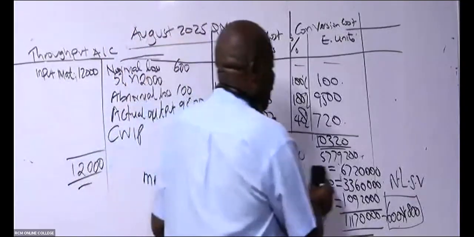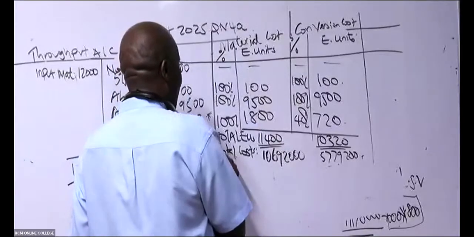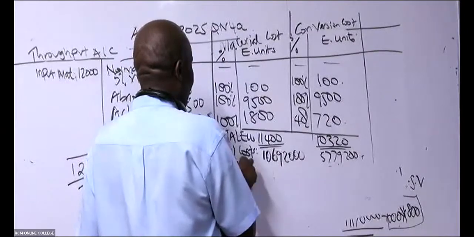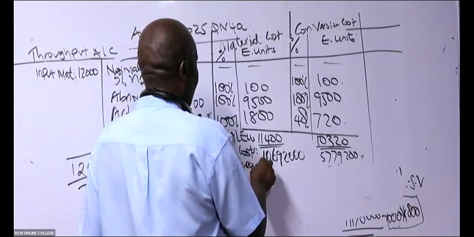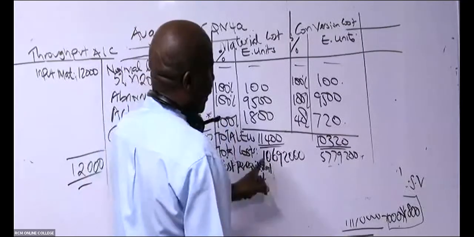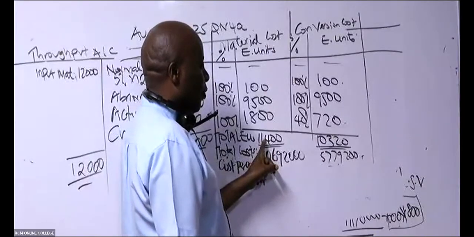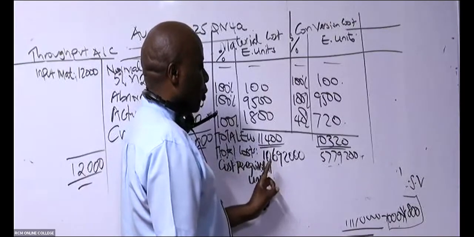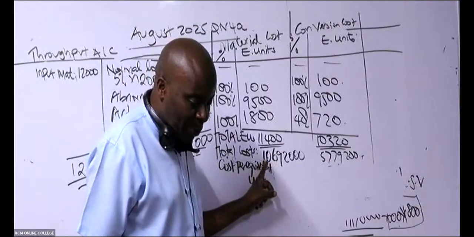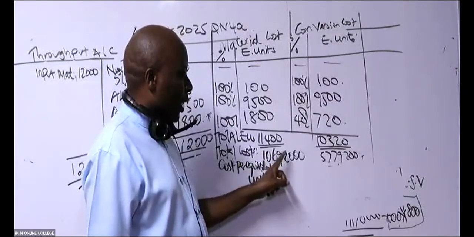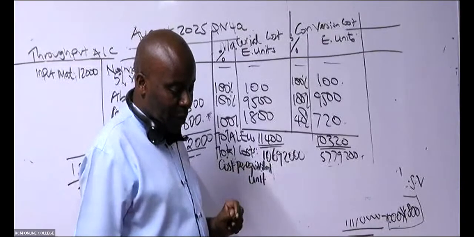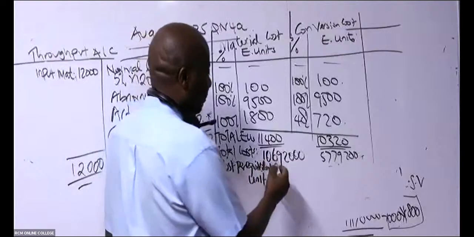Now, if that is the case, then come and give me cost per equivalent unit. So cost per equivalent unit, you take this 10,692,000 divided by 11,400, give me a figure, if possible, to 2 decimal places. So we have here Cyprian. So 10,692,000 divided by 11,400. 937.89.